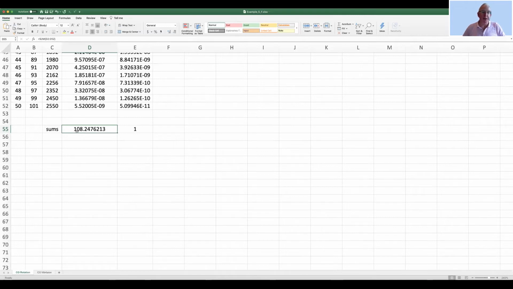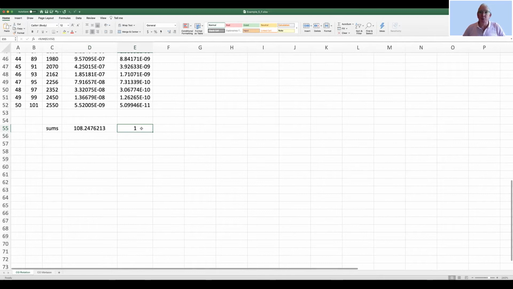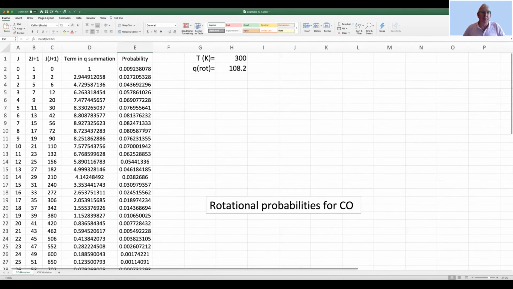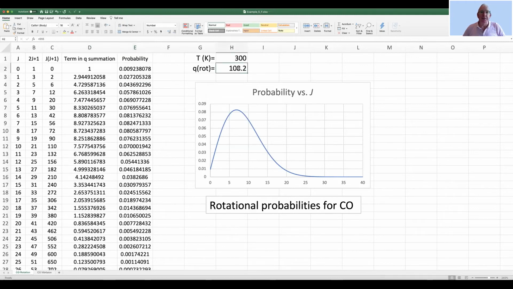This does sum to about 108, right? I get 108.2, which means I do match my high temperature limit result that I got there. Also notice that the sum of the probabilities is 1, which it needs to be, right? If the sum of the probabilities is not 1, then I've done something wrong, because the molecule has to be in one state or another, okay? If I come up here, this one just links to that cell at the bottom, so I can display the partition function up here with the temperature. So at 300 Kelvin, the temperature the problem referred to, this is what we would get for a plot of the probabilities or the populations versus J, okay? Notice the maximum in here, the most probable J, looks like it's around 7 for 300 Kelvin. Right?